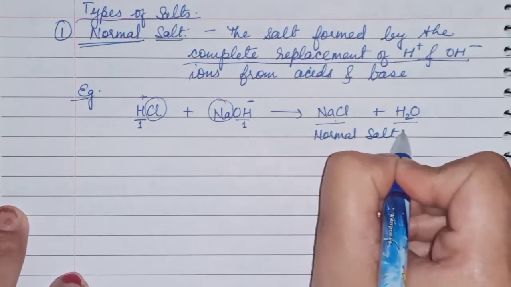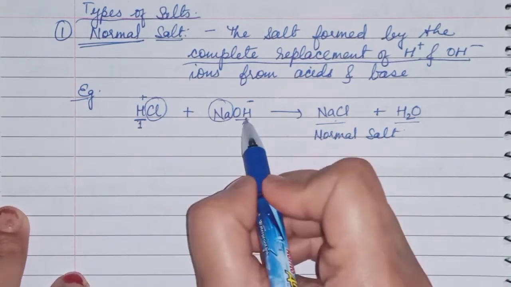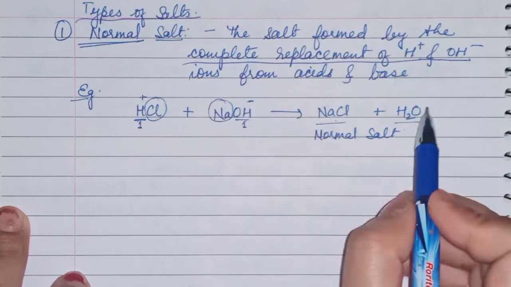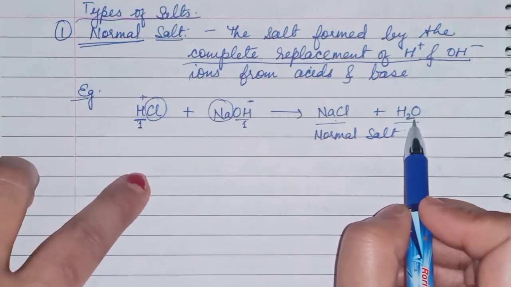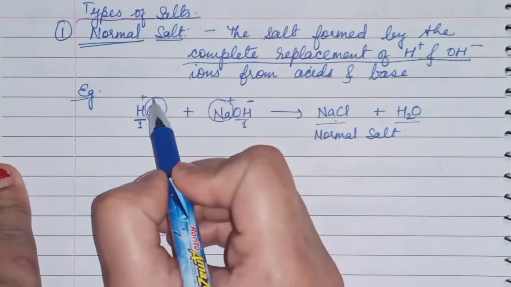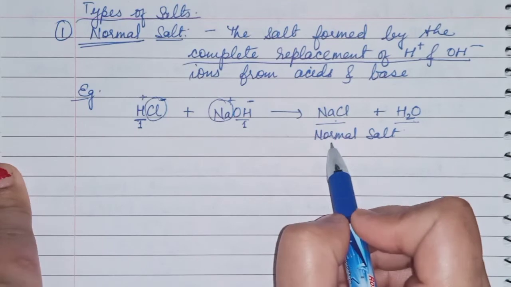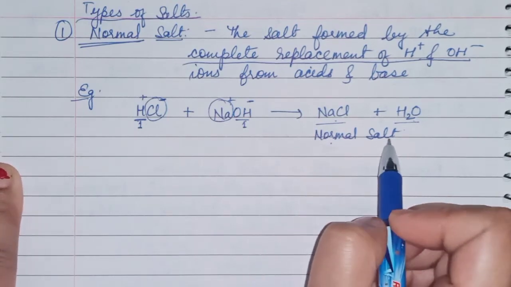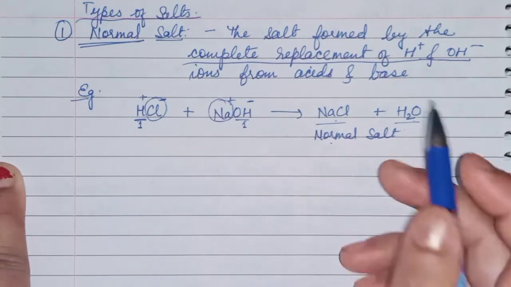When all the H plus ions and OH minus ions are replaced and they form water, and whatever is left, those plus and minus ions, form the salt, this type of salt is called normal salt. Clear?